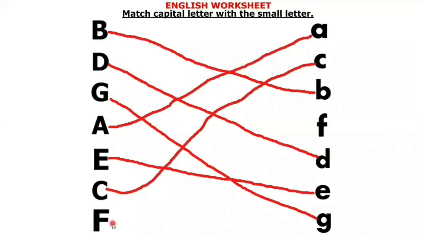Here capital F is there. Now we have to find where is small f in this side. Let us find. This is small a. This is small c. This is small b. This is small f. Here it is. Here small f is there. Now we have to match capital F with its small f. Let us match. Now we are going to match capital F with its small f.